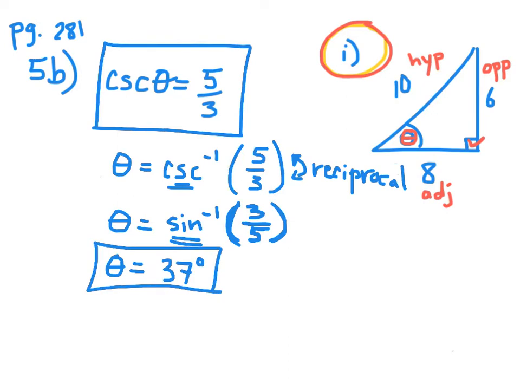Otherwise, with a calculator like your iPad or iPhone, you would actually have to do this first. 3 divided by 5 first, equals, then press second function sine, and you will still get 37 degrees.